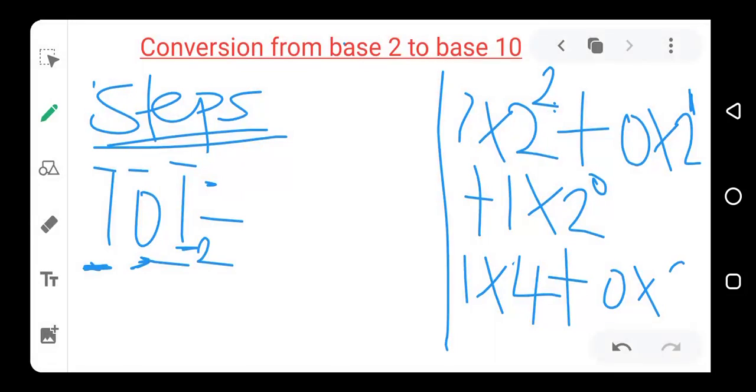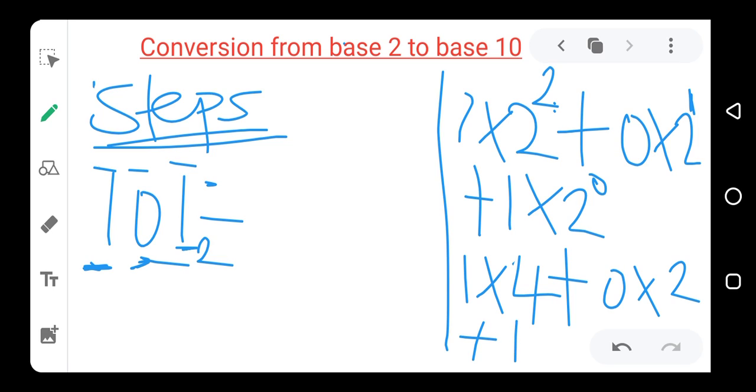So 0 times 2. Now the last number is 2 raised to power 0. Now any number raised to power 0 is 1. So 1 raised to power 0 is 1. 2 raised to power 0 is 1. 3 raised to power 0 is 1. 1000 raised to power 0 is 1. So here we have 2 raised to power 0. So it is going to give us 1. So we say plus 1.